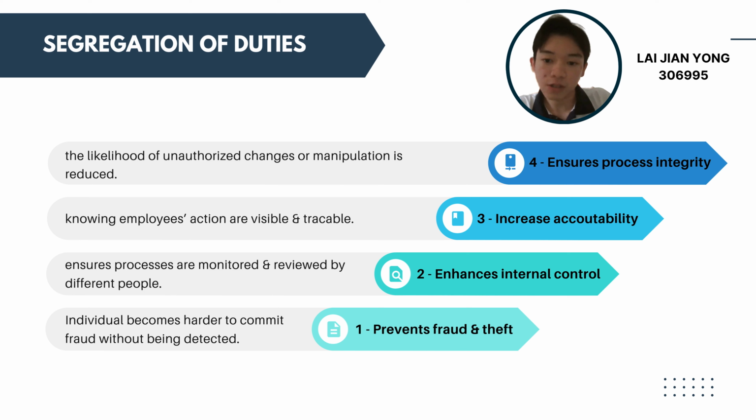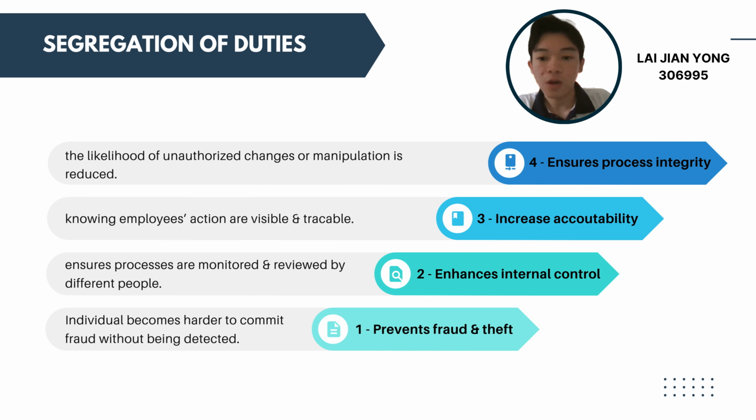Third, it increases accountability. When responsibilities are clearly divided, employees know exactly what they are accountable for. This improves transparency and encourages responsible behavior. Fourth, it ensures process integrity. Involving multiple individuals in a process helps maintain consistency, accuracy, and compliance with procedures. It reduces the risk of manipulation or oversight.